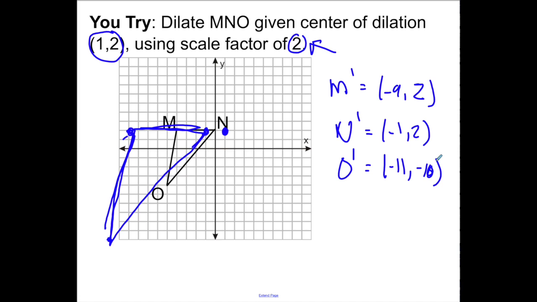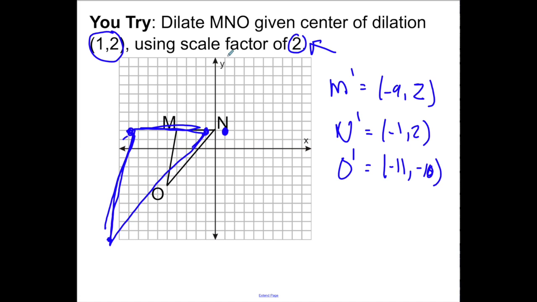Okay. So again, what did I do? I basically used my slopes to figure out how far each one was away, and then I doubled it using the scale factor. So this one was only over 1, so it doubles to over 2. This one was over 1, 2, 3, 4, 5, so it doubles to being over 10. This one was down 6 over 6, so I had to go another down 6 over 6. So now it's 2 of those away from the point.